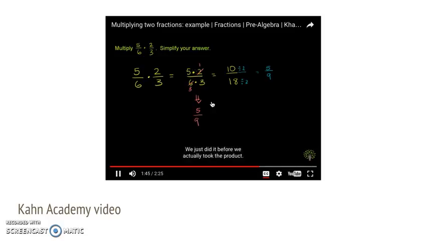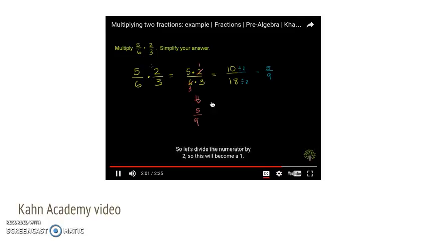We just did it before we actually took the product. You could actually do it right here. So if you did it right over here, you'd say, well, look, 6 times 3 is eventually going to be the denominator. 5 times 2 is eventually going to be the numerator.